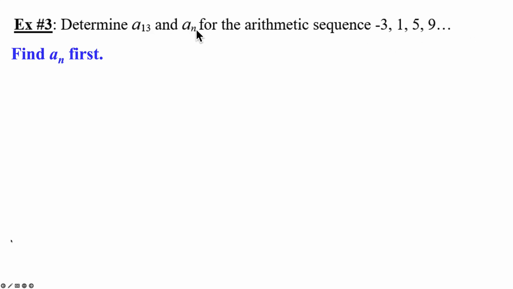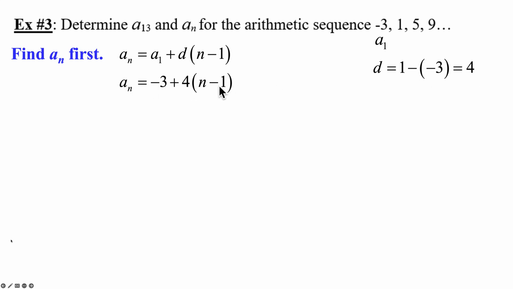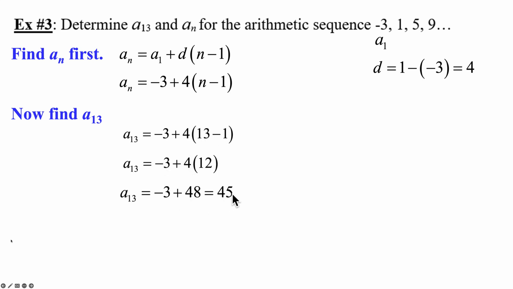Always find a sub n first. Get that formula written down. Why? There's the first term. I just said 5 minus 1 is 4. That's the d. Or you can go 1 minus -3, whichever ones you want. But regardless, now I have my sequence function. And if I'm looking for a sub 13 or a sub 213, you just put 213 in for n and crunch the numbers. Okay, this one's 13. So 13 minus 1 is 12, times 4 is 48, minus 3, 45. There's the 13th term of that arithmetic sequence.